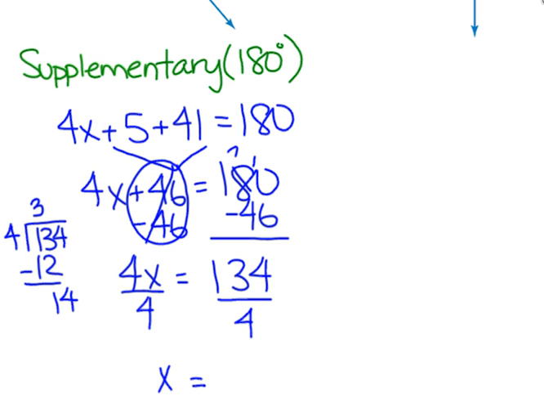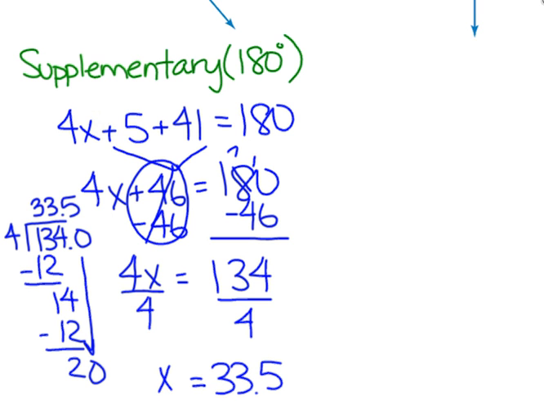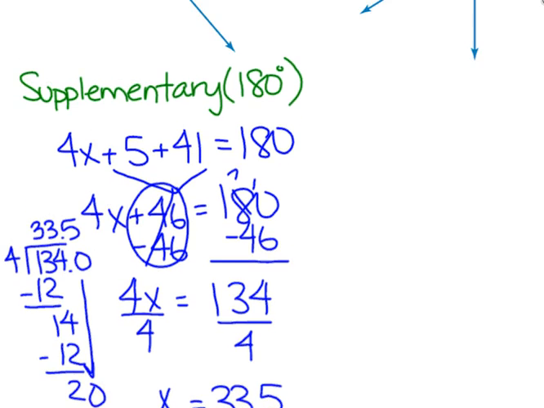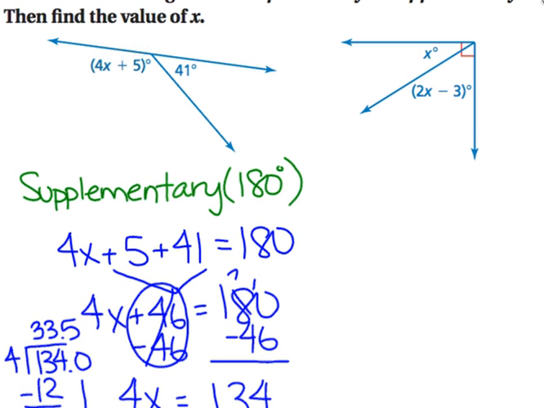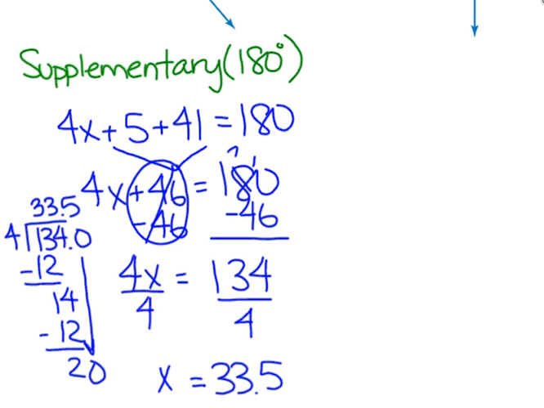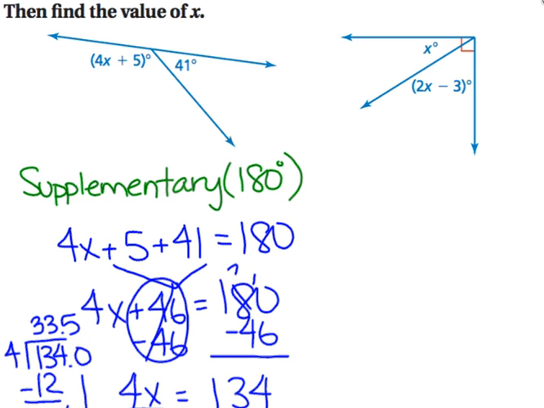4 goes into 13 3 times. And then this is where I'll add a decimal point so I can bring down the 0 and make that 20. So I'm going to get a final value of 33.5. And then looking back at the picture, if I want to find the measure of that angle, 4 times 33.5 is 134. And 134 plus 5 is 139 degrees. So looking at these two together, they should add up to 180, and they do. So it's kind of a good check to make sure that you've got what you need.